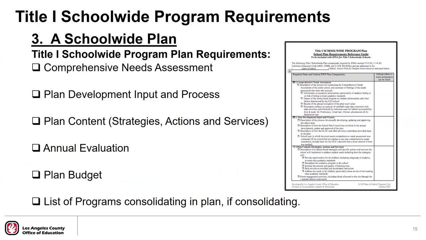Next is the school-wide plan. Once the comprehensive needs assessment has been completed, the school will now develop a school-wide plan. The school-wide plan will include the comprehensive needs assessment, the plan development input and process, the plan content, which includes strategies, actions, and services. It will also have an annual evaluation at the end of the year, as well as the budget. And if you're consolidating this plan with other plans, a list of programs that are being consolidated in this school-wide plan is necessary.